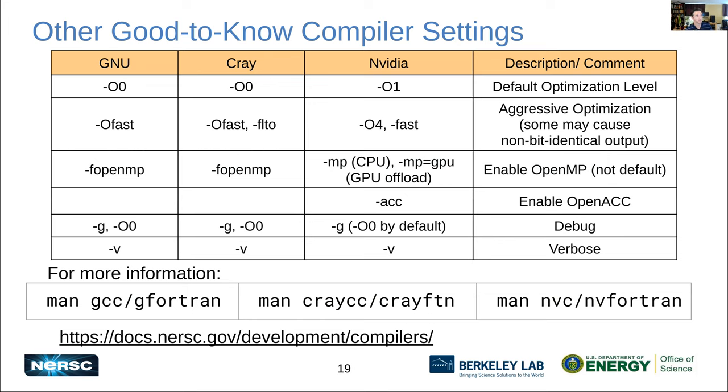Other good to know compiler settings. The only one I really want to point out here is that OpenMP is not enabled by default. Again, I believe this is a difference from Cori, but if you want OpenMP to run, you need to add the flags. And the flag differs depending on which compiler and which programming environment you're using.